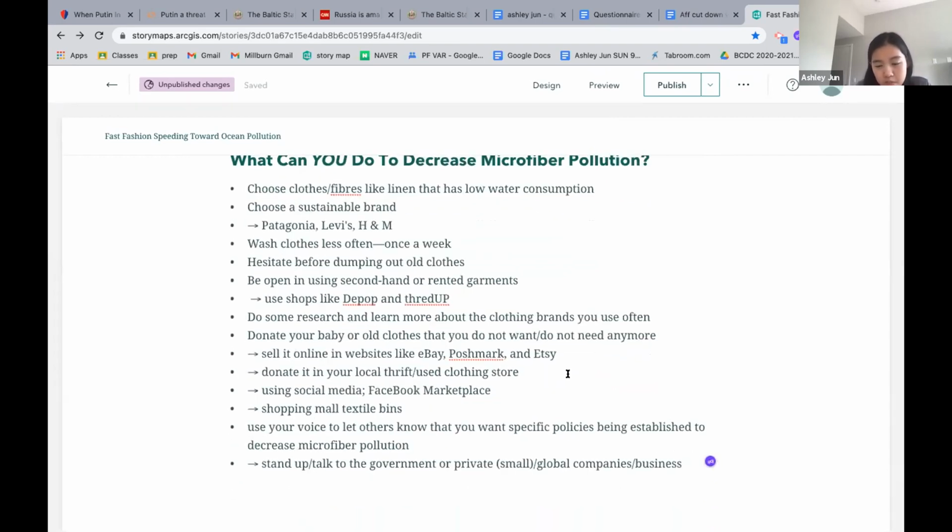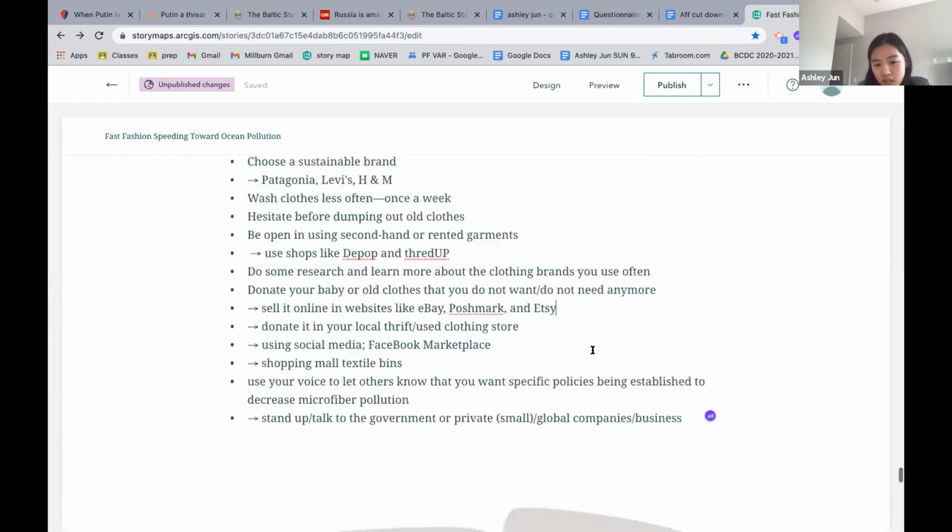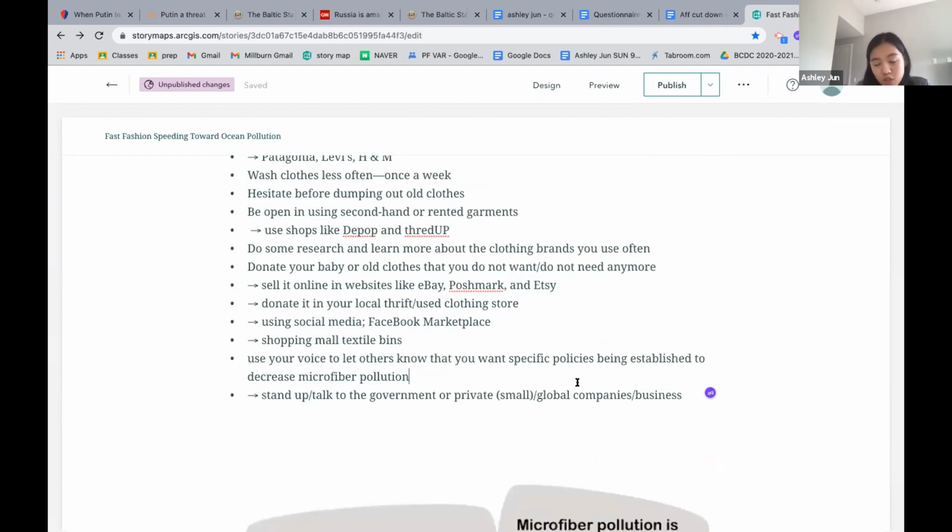and you can also use your voice to let others know what specific policies you want established to decrease microfiber pollution. So you can bring up a legislation to the government or private companies about what you want to change, about what you would just generally want your companies to change.